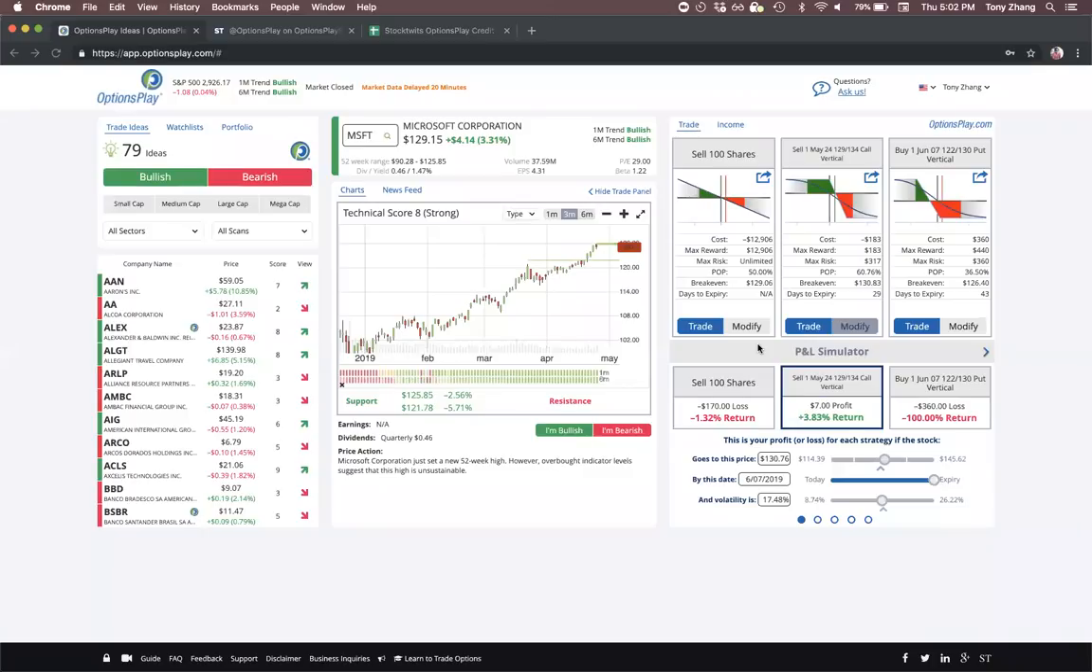There are different versions, Bob, that are available through Merrill Edge versus through First Trade. So yes, it's available through both platforms, but they are slightly different versions. So if you want to find out more, you can send me an email at info@optionsplay.com, and I can answer those questions for you.